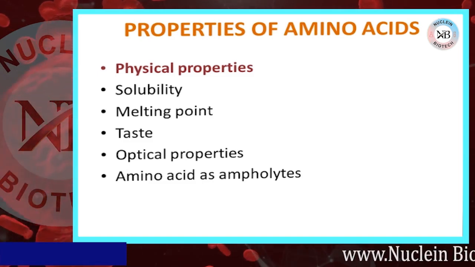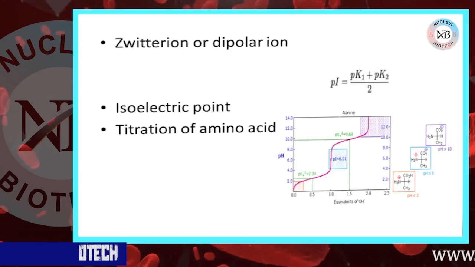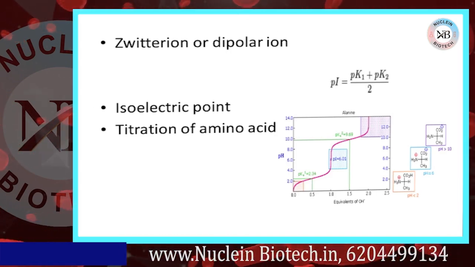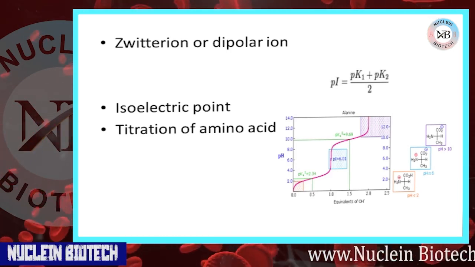Now amino acid as ampholytes. Amino acid have both acidic as well as basic group. They can donate a proton or accept a proton. So these are known as ampholytes.